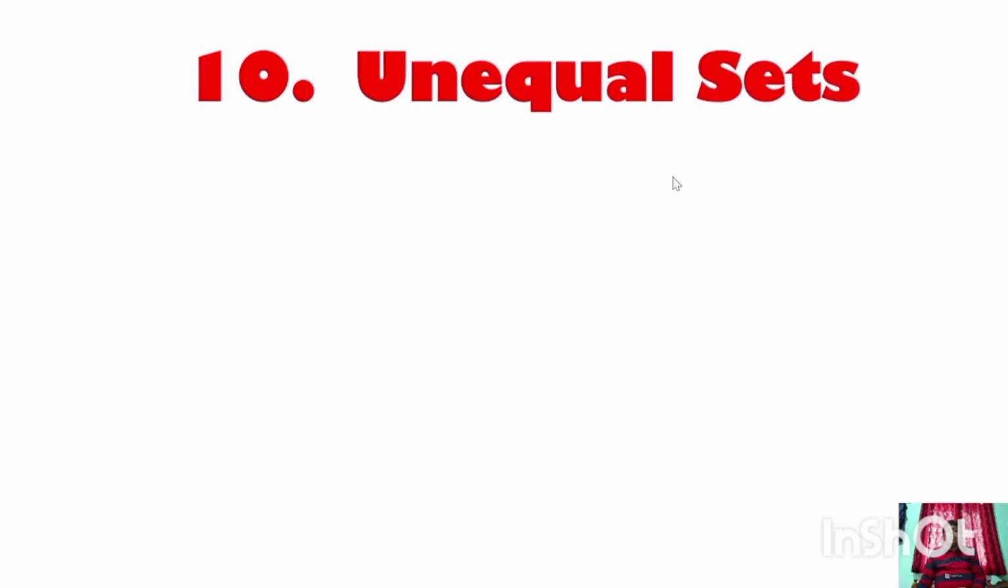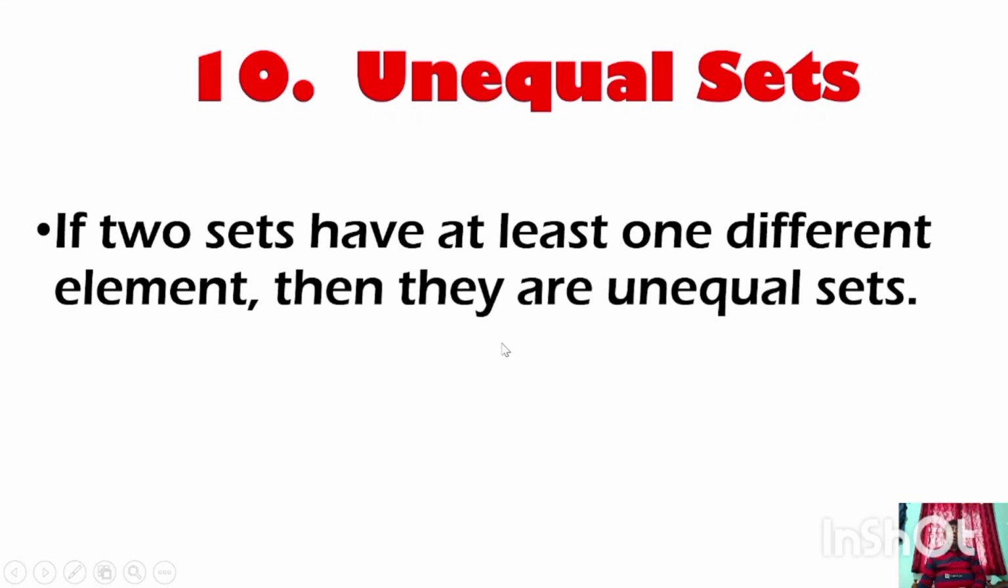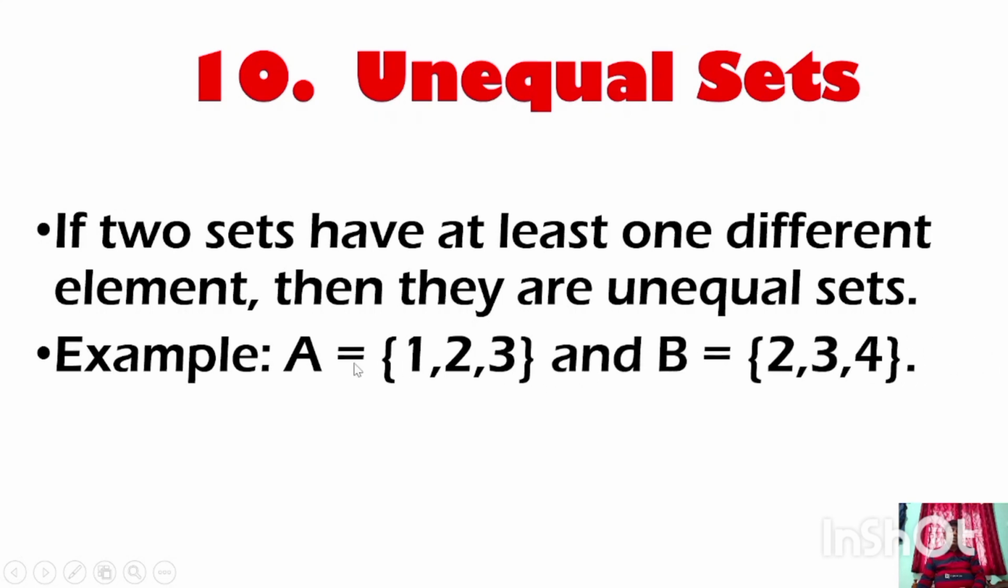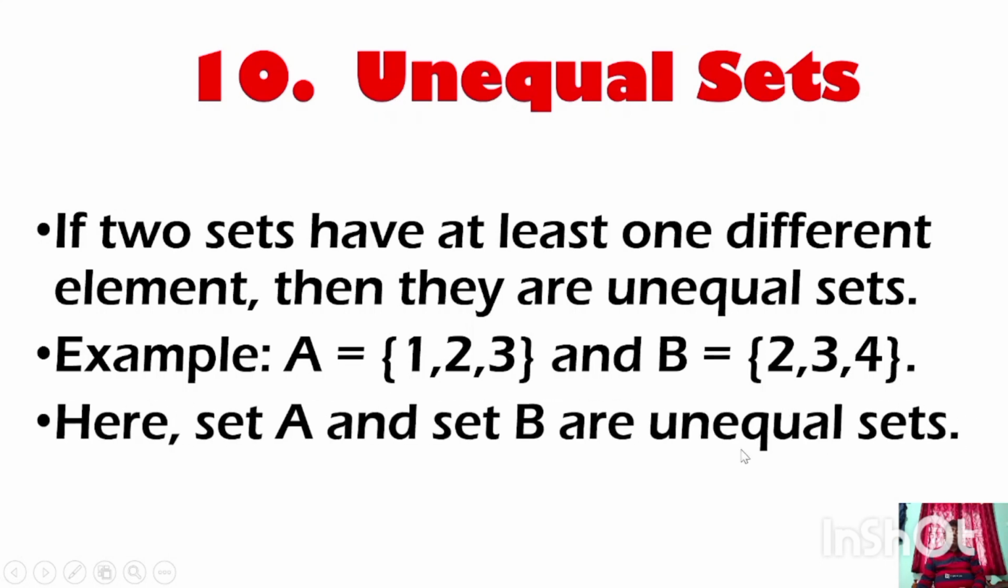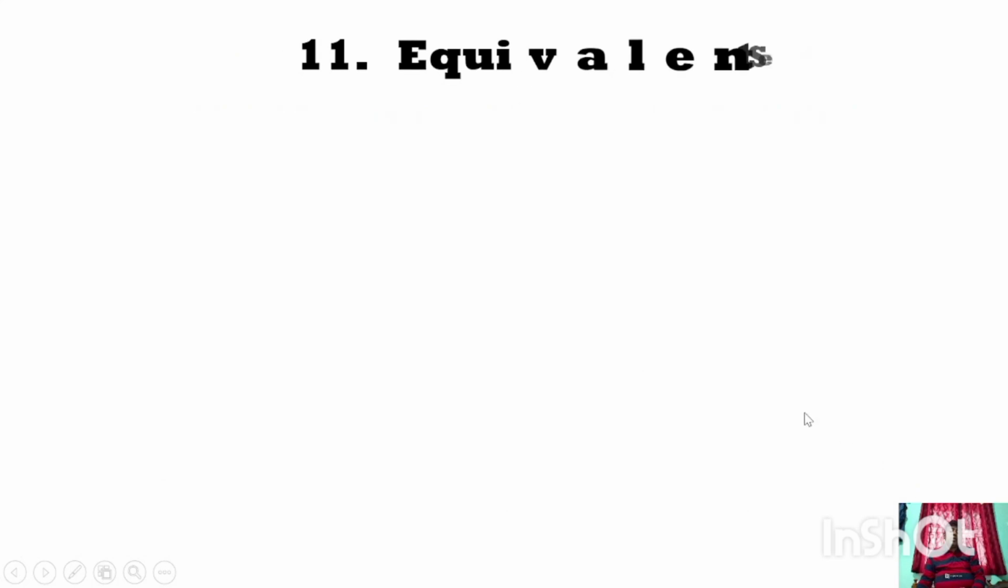Let's proceed. Another concept is unequal sets. If two sets have at least one different element, then they are unequal sets. Suppose the set A is 1, 2, 3 and the set B is 2, 3, 4. Here 4 is an element of the set B, but 4 is not an element of the set A. That's why both sets are unequal. A is not equal to B, and you can write it using the not-equal sign. Very simple definition.